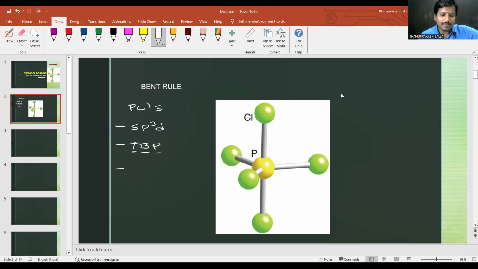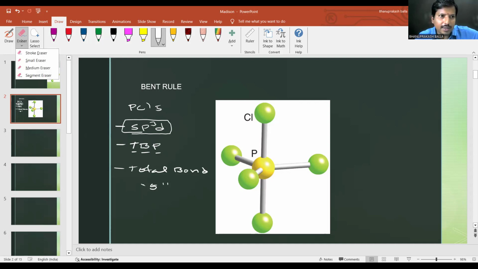Okay. In this molecule, how many bonds are present in total? Total 5 bonds are present. And these 5 bonds are formed by the sp3d hybrid orbitals. So my first question, in sp3d hybridization, which orbitals are involved? That is 1 s orbital and 3 p orbitals, that is the px orbital, py orbital and pz orbital, and moreover a d orbital is also involved.